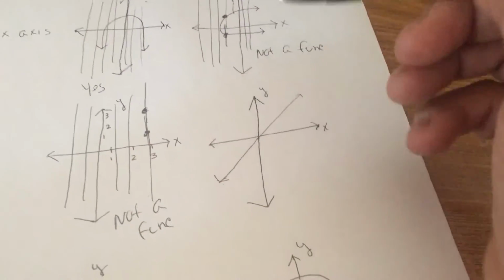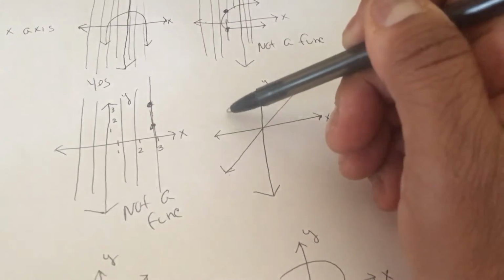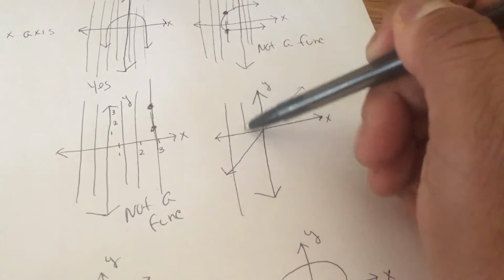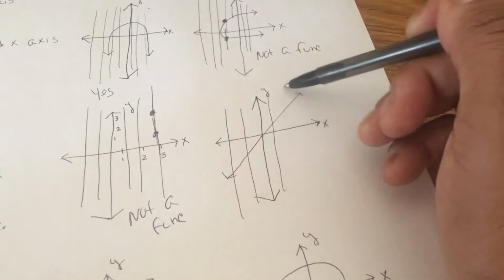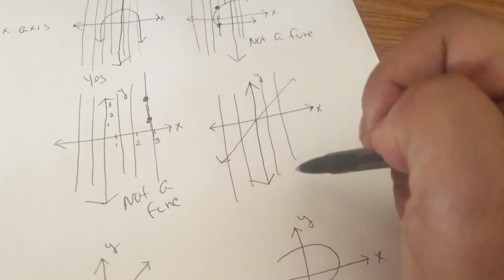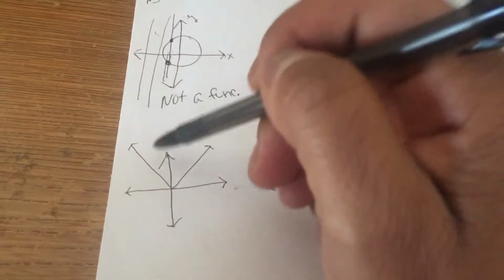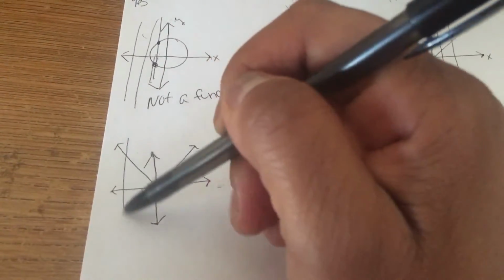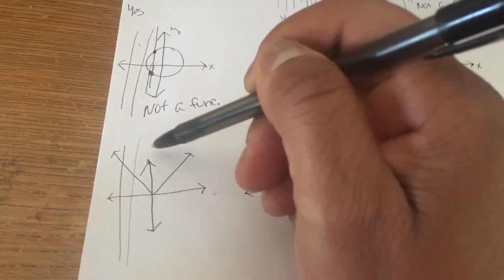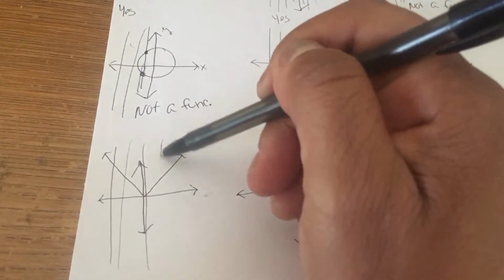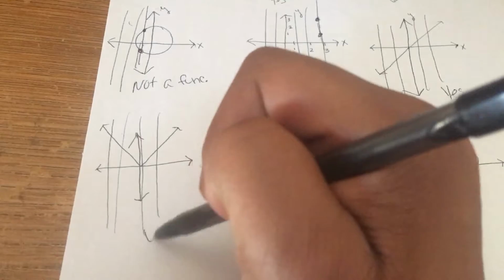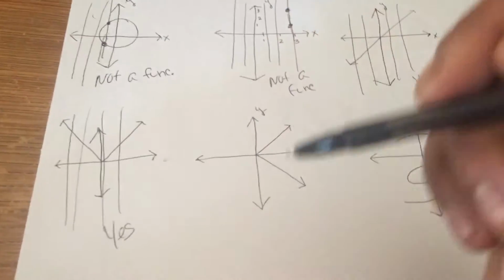All right, let's look at this graph. Let's just draw vertical lines. Yes, this is a function. Okay, let's look at these graphs. This is a graph of an absolute value. Let's just draw vertical lines. All right, it is only touching the graph at one point. Yes, this is a function.